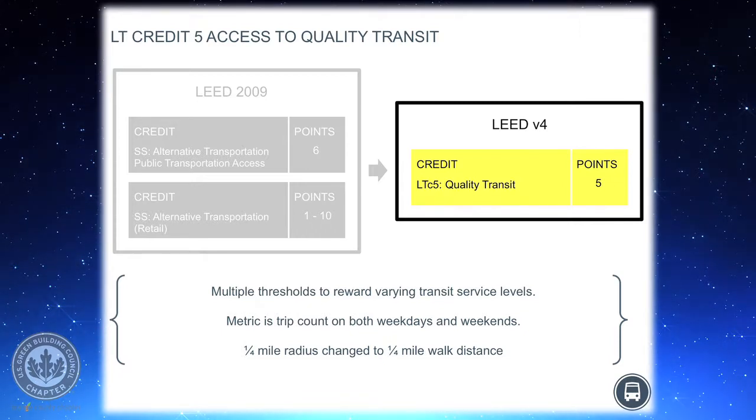If within the quarter-mile radius between your building and the public transportation is a highway and none of your occupants can get there, it doesn't really help that you're somewhat close to it because there's not an accessible route to it. So we've done a couple of things to put this credit on a trajectory to be more performance-based and outcome-oriented. One, we've switched the metric to trip count on both weekdays and weekends, since trip frequency is one of the best indicators of when a person will choose to use public transit.